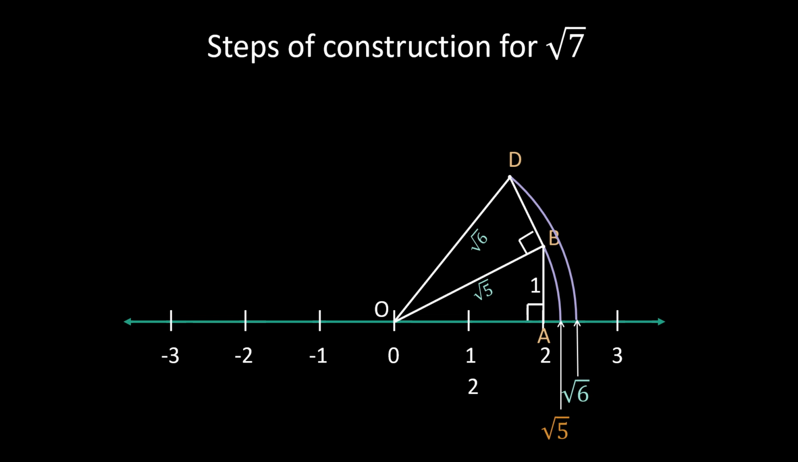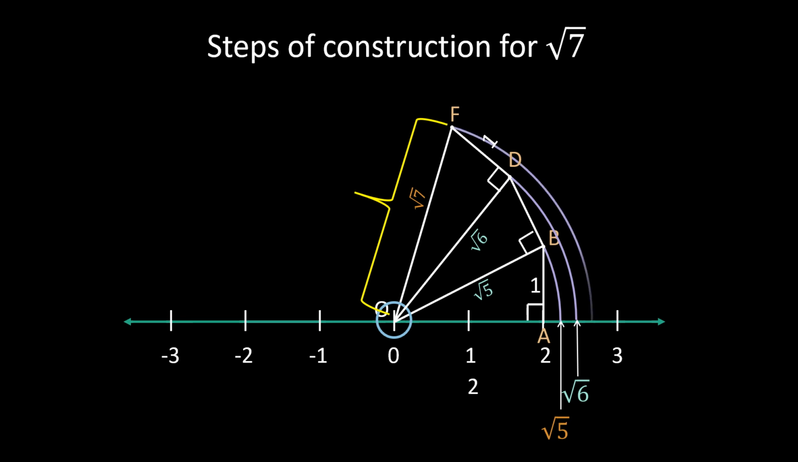We have already constructed segment OD of length root 6. Now we will continue from that step. Construct segment DF of 1 unit length perpendicular to OD. Scale is 2 cm is equal to 1 unit. Therefore, distance DF is equal to 2 centimeters. Join OF. Consider O as center and OF as radius. Draw arc intersecting number line at point G. G corresponds to root 7.